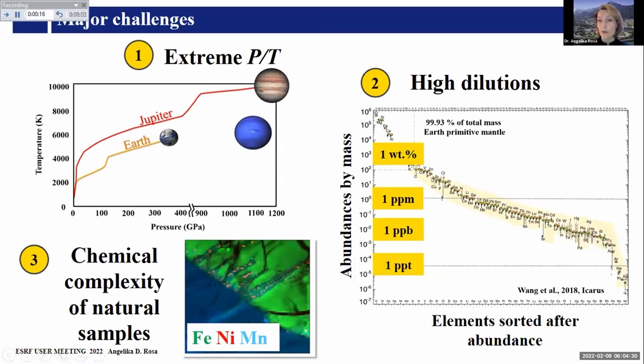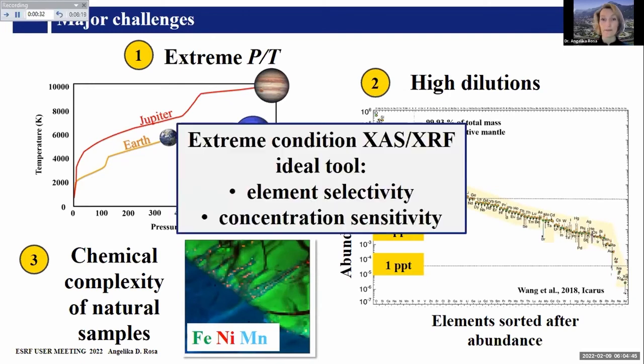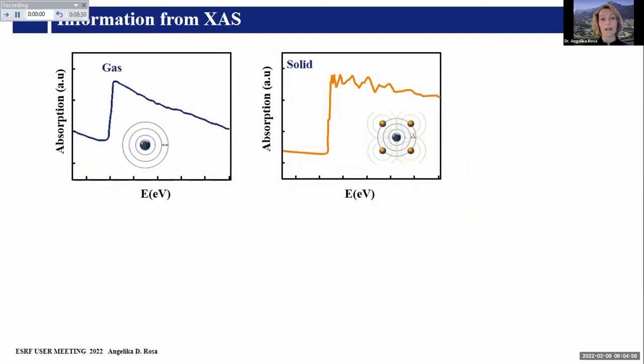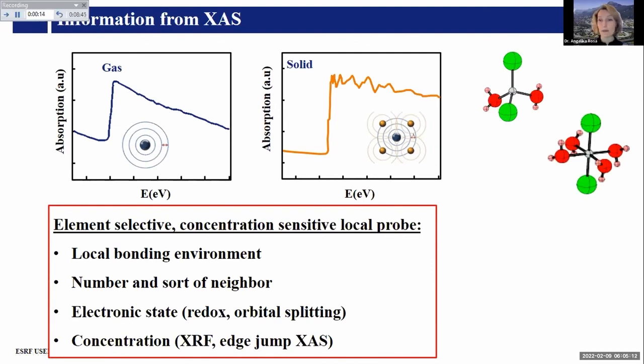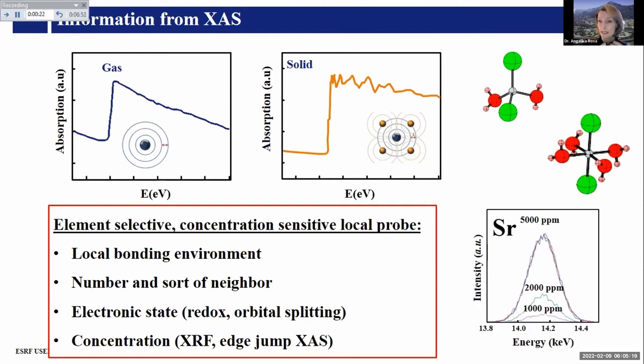As we can see in this graph, most elements on Earth are at high dilution levels, even below the ppm range, and we need to study samples that are chemically complex, where we have two coexisting phases with differences in concentrations. Here, X-ray absorption spectroscopy and fluorescence spectroscopy is an ideal tool because of its element selectivity and concentration sensitivity. Very quickly, we can see from XAS how an element is incorporated, whether in a gas phase, in a liquid, or in a solid, already just from its signal. We can also probe the local bonding environment, the number and sort of neighbors, its electronic state, its valence, orbital splitting, and the concentration of an element in a material using X-ray fluorescence.